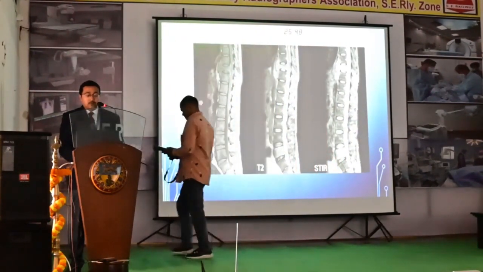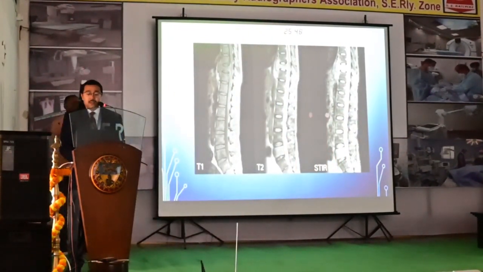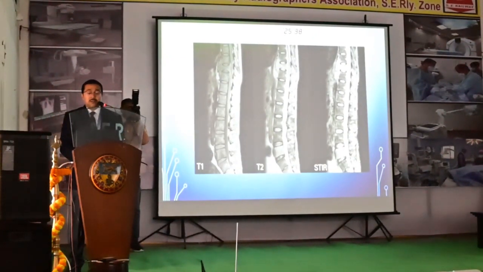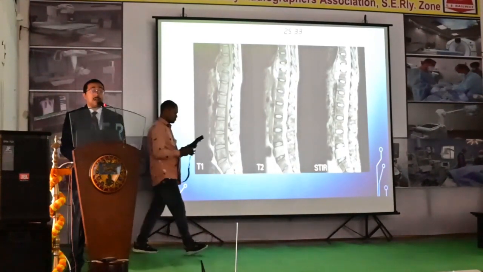So, a few cases: the T1, T2 and STIR sagittal images show some paravertebral collection which shows enhancement, classical Pott's spine with the paravertebral space involvement, vertebral degeneration and loss of height with central wedging.